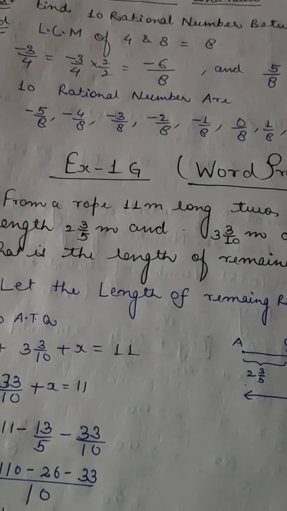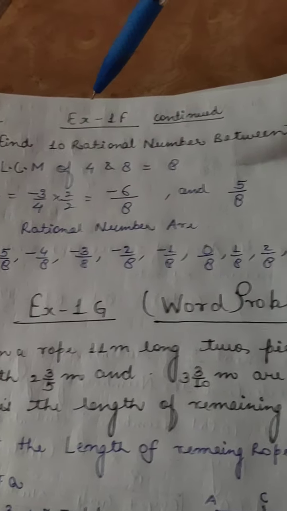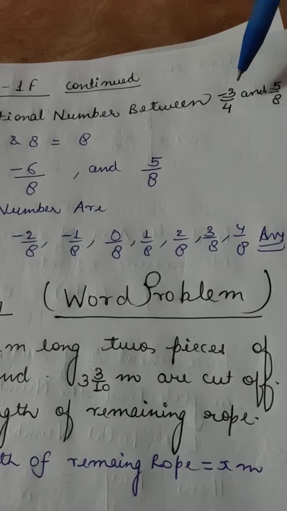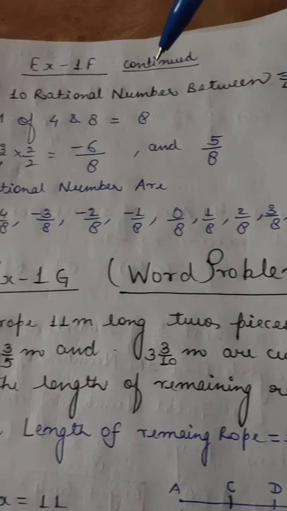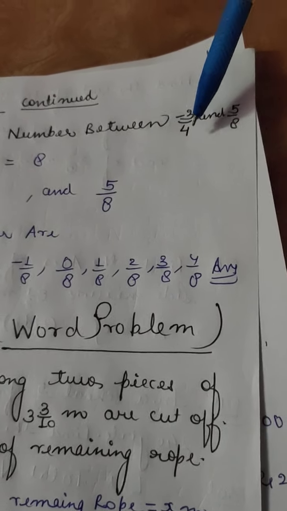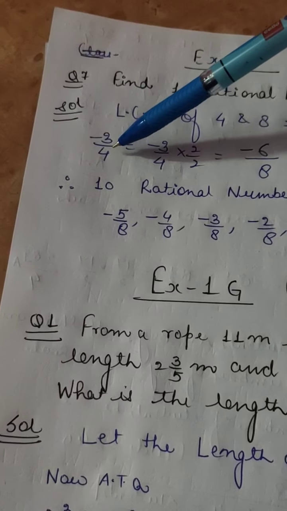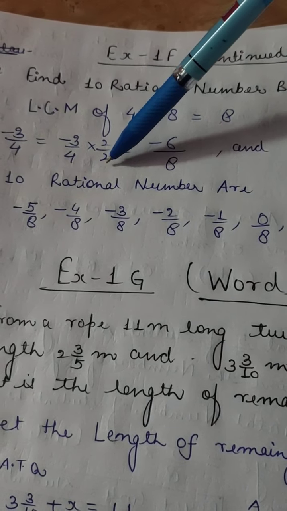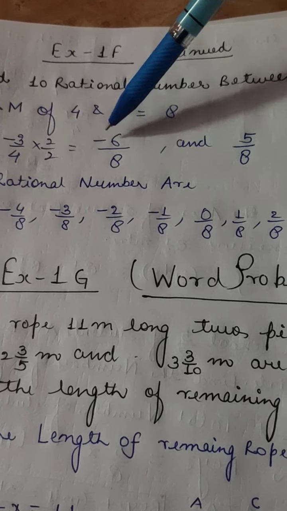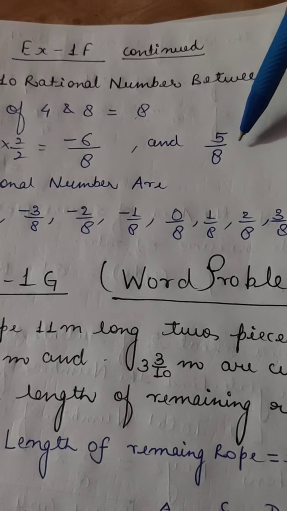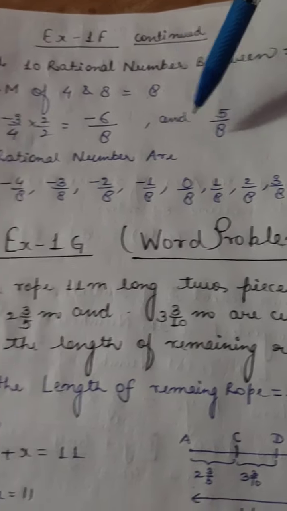Next is find 10 rational numbers between these two numbers, minus 3 by 4 and 5 by 8. So first of all I have found the LCM of 4 and 8. What is the LCM? 8. Now come to minus 3 by 4. I have multiplied both numerator and denominator by 2. So what I get is minus 6 by 8. And the other rational number is written as it is.